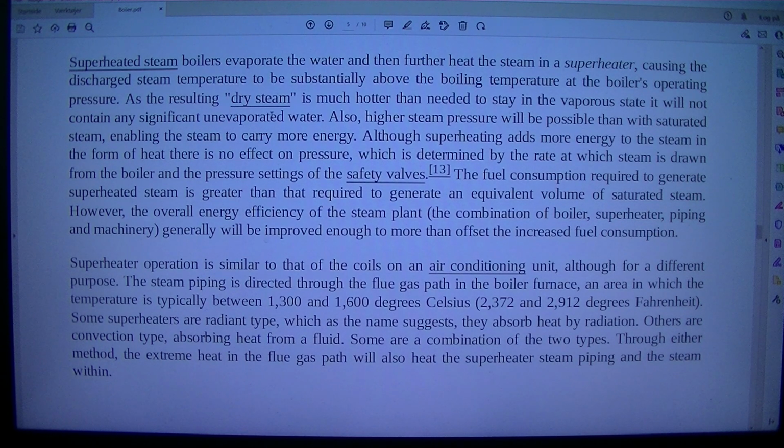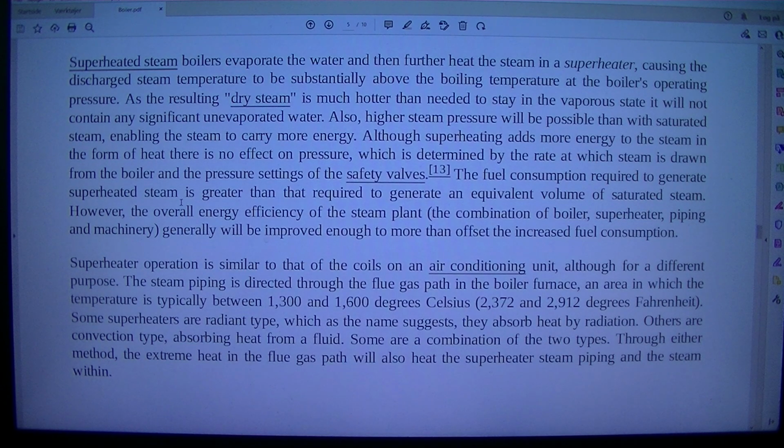As the resulting dry steam is much hotter than needed to stay in the vaporous state, it will not contain any significant unevaporated water. Also, higher steam pressure will be possible than with saturated steam, enabling the steam to carry more energy. Although superheating adds more energy to the steam in the form of heat, there is no effect on pressure, which is determined by the rate at which steam is drawn from the boiler and the pressure settings of the safety valves.